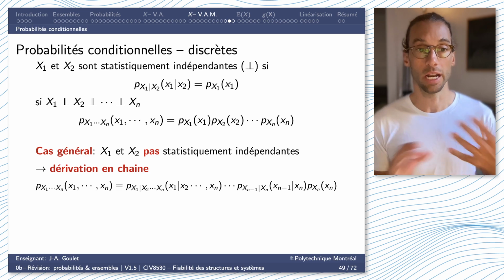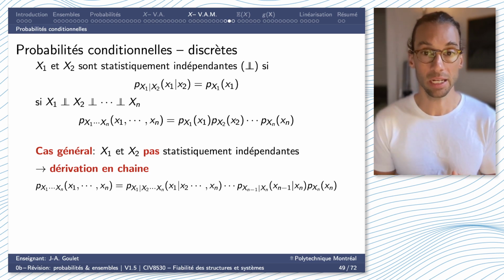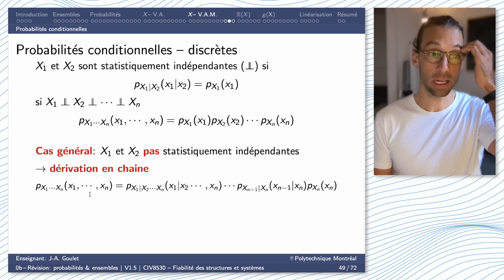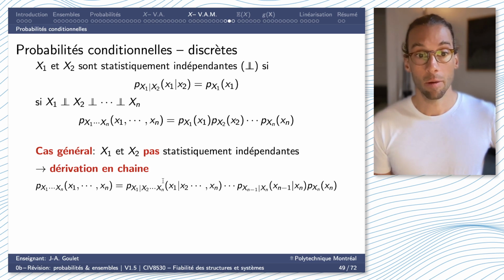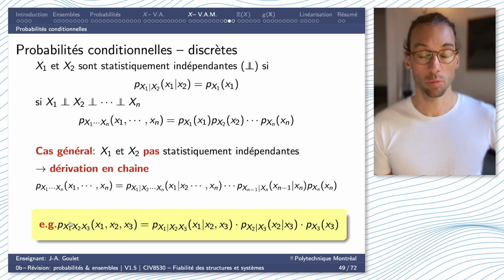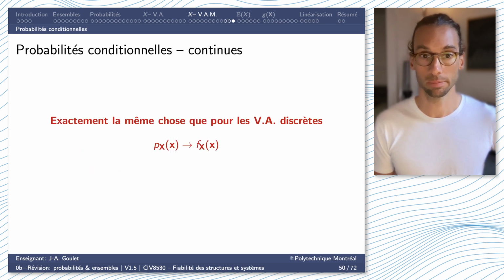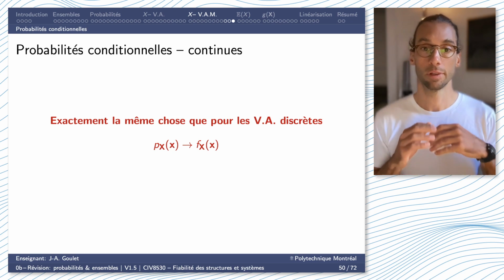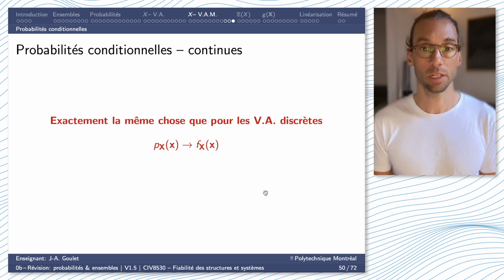In the case where x1 and x2, or x1 up to xn, are not statistically independent, we need to use the chain rule to define that joint probability by n minus 1 conditional probabilities and 1 marginal PMF. So for instance, as we saw earlier, the joint probability for the random variables x1, x2, and x3 is going to be probability of x1 given x2 and x3, times probability of x2 given x3, times probability of x3. In the case where we have continuous random variables rather than discrete, it's the same. We're simply going to replace our little p by a little f, going from a probability mass function to a probability density function.